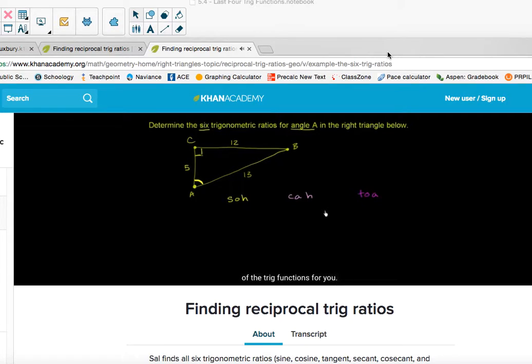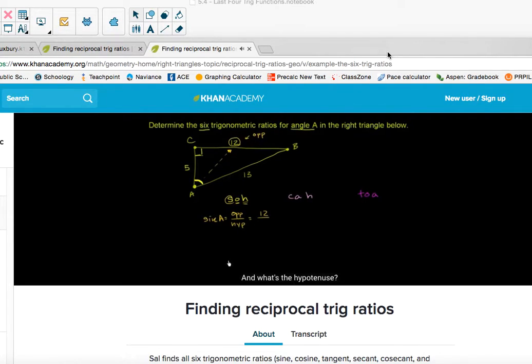Sometimes you can think of it as one word, but it's really the 3 parts that define at least 3 of the trig functions for you, and then we can get the other 3 by looking at the first 3. So SOH tells us that sine of an angle, in this case sine of A, is equal to the opposite, that's the O, over the hypotenuse. Opposite over the hypotenuse. Well, in this context, what is the opposite side to angle A? Well, we go across the triangle. It opens up onto side BC. It has length 12, so that is the opposite side. So this is going to be equal to 12.